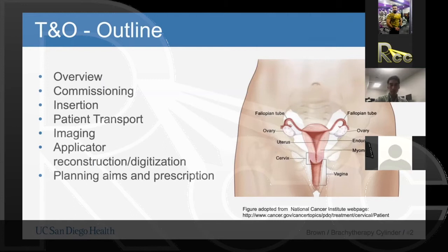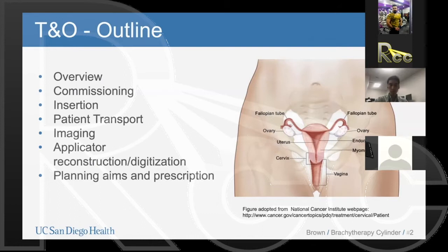Patient transport, which is something that we didn't talk about yesterday, but it's very important for tandem and ovoid treatments. Imaging, where imaging was optional yesterday for cylinders because we were using pre-planned plans. For tandem and ovoids, imaging is a necessity. The reason for that is the tandem and ovoid does not have a fixed geometry, so we can't really use pre-plans with the tandem and ovoid. So we need to image for every single fraction, image and digitize the applicator.